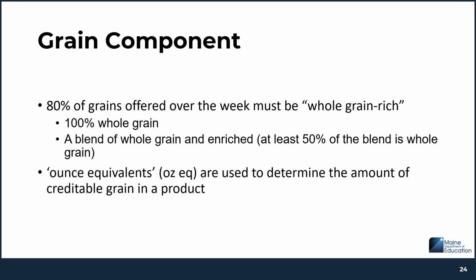We measure grains in what's called ounce equivalents. You will need to understand the difference between ounce equivalents and ounces when menu planning. This topic is covered in the training on crediting meal components.